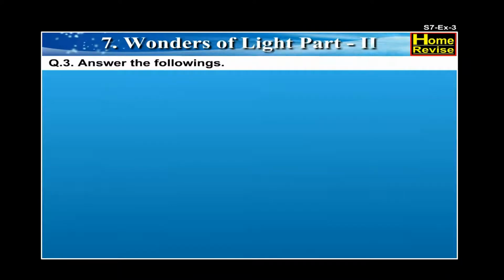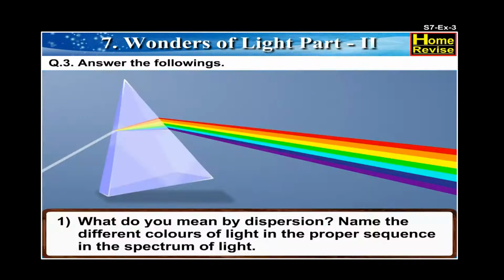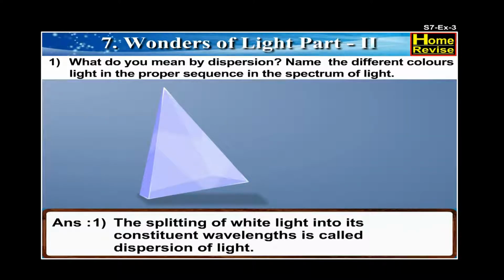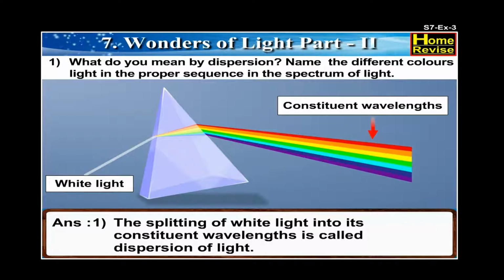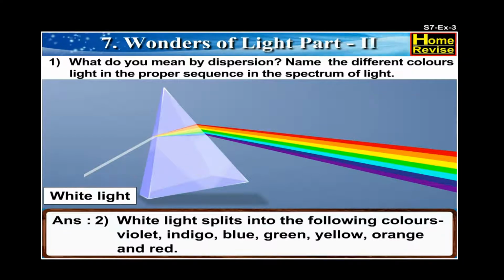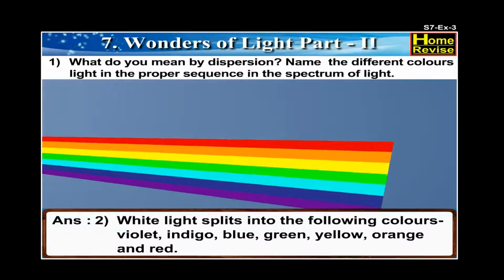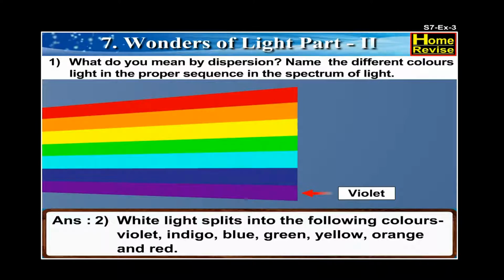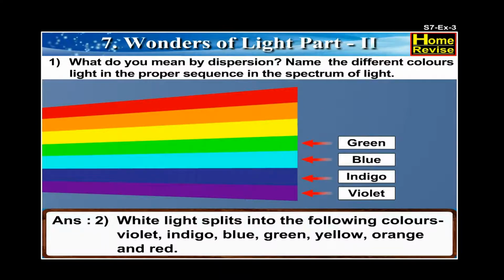Question 3. Answer the following. First, what do you mean by dispersion? Name the different colors of light in the proper sequence in the spectrum of light. Answer. 1. The splitting of white light into its constituent wavelengths is called dispersion of light. 2. White light splits into the following colors: violet, indigo, blue, green, yellow, orange, and red.